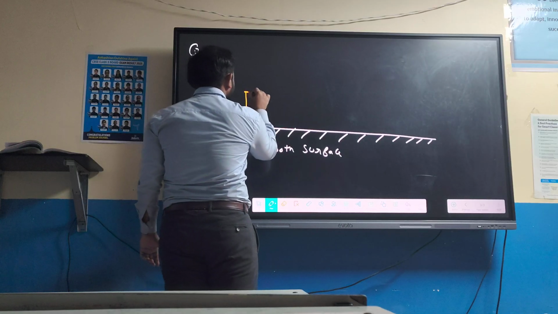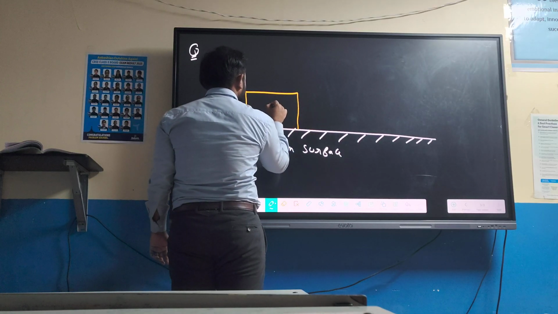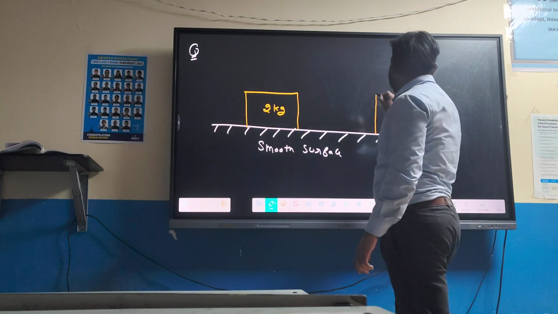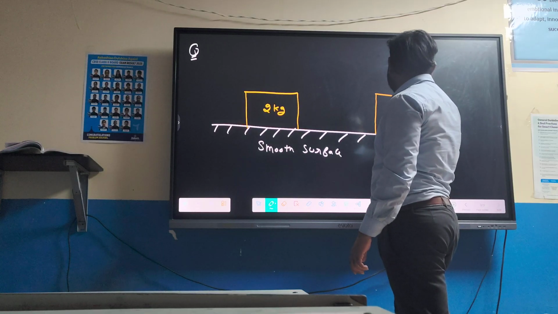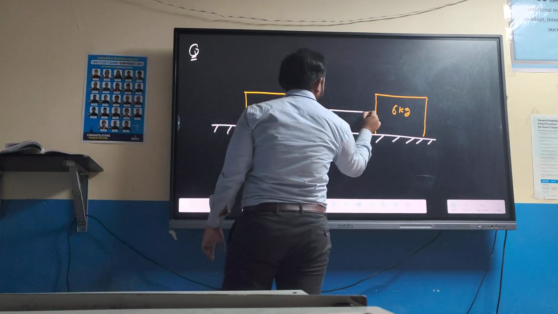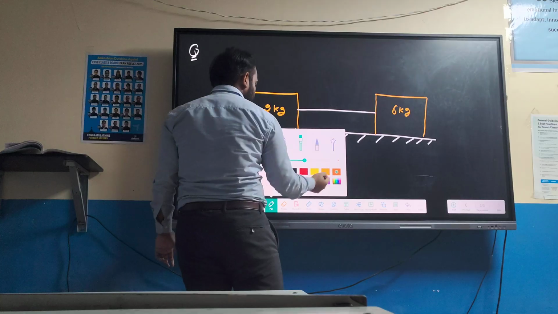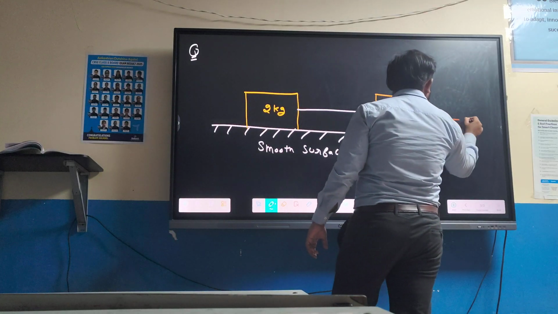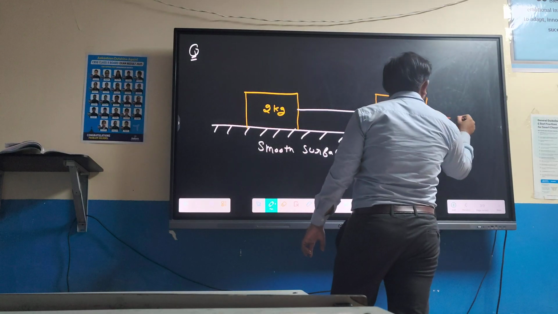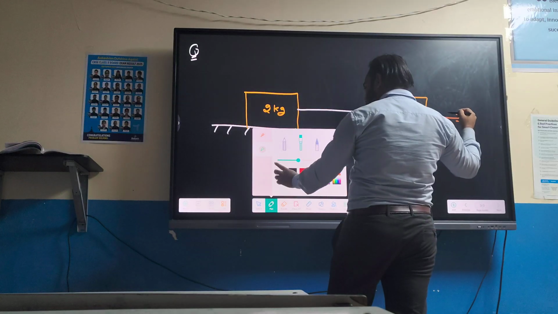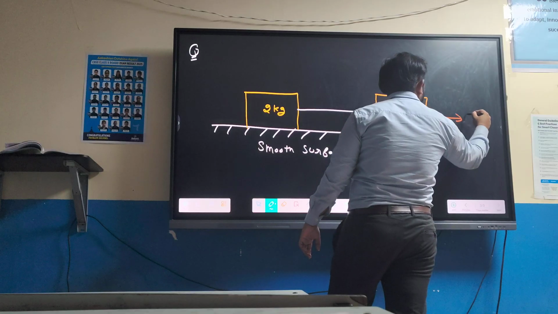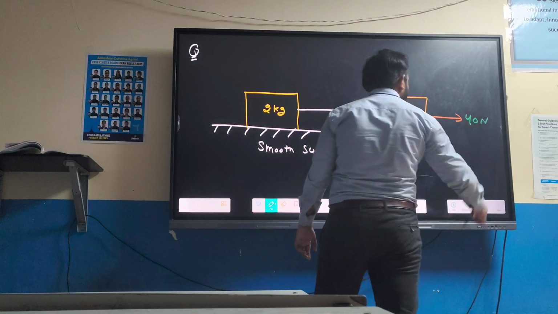We have a block, 2 kg mass, and let's consider another block of 6 kg mass, and both are connected to a string. Okay, if I apply here, let's say, 40 Newton force.